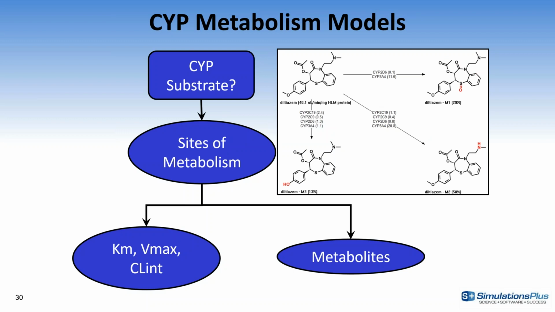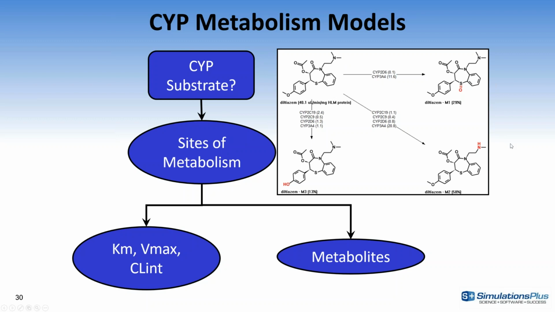The display here looks at the overall clearance of the molecule, and then each of the individual isoforms, what their clearance would be to produce these individual products. If you sum up all the individual values, you get the total clearance of the molecule, in this case 40.1 microliter per minute per milligram of microsomal protein. And then if you sum these two clearances and divide it by the overall clearance, you would get this percent value here. So we're predicting that the major metabolite here is this dealkylation of the nitrogen.